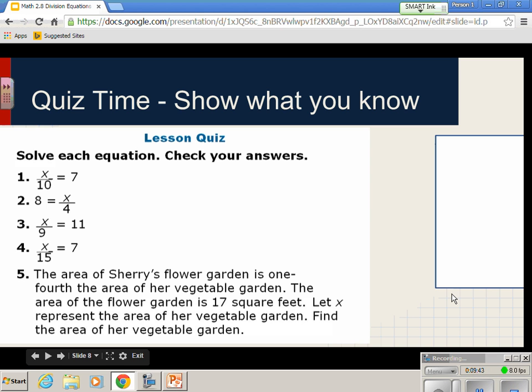All right, here's your quiz. 5 problems, and they all have to do with division equations. What's the opposite of division? That's your hint for what you have to do to every single number next to the variable.